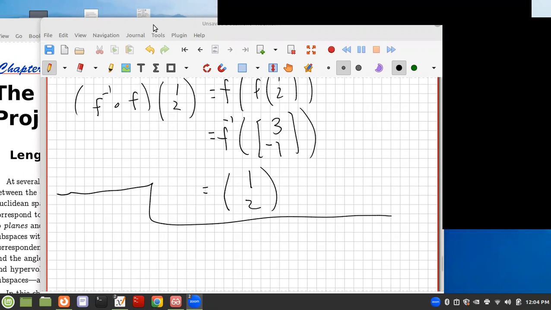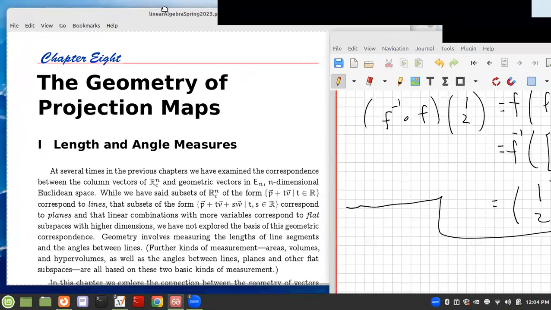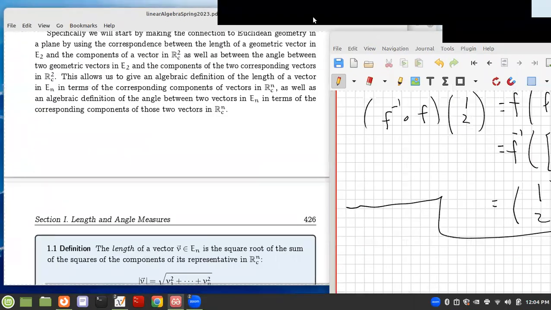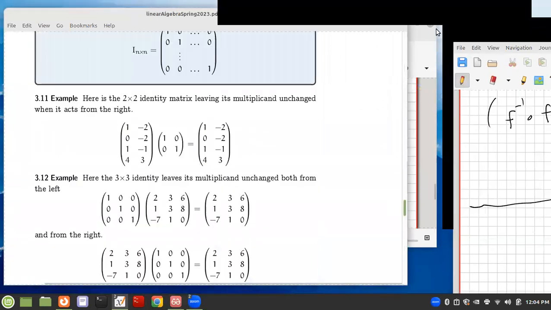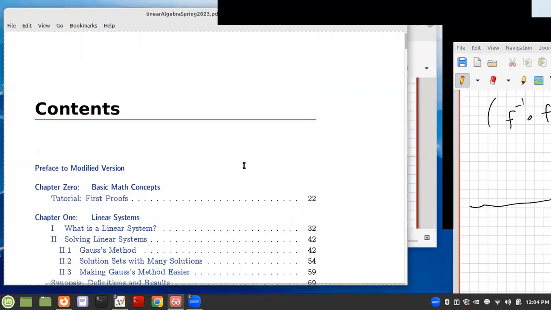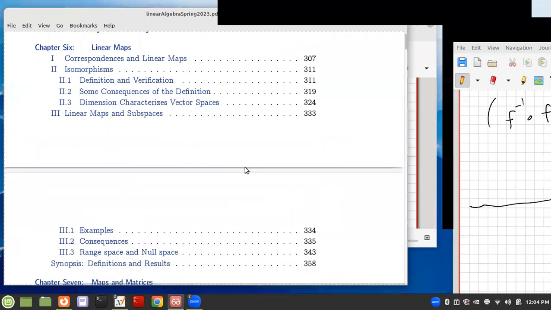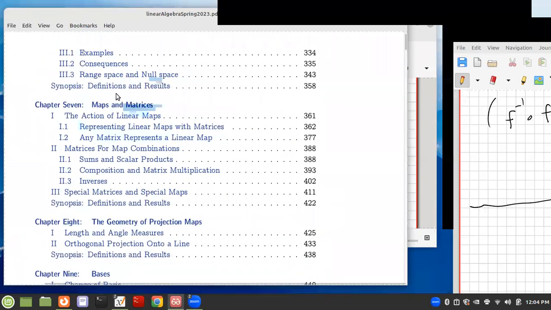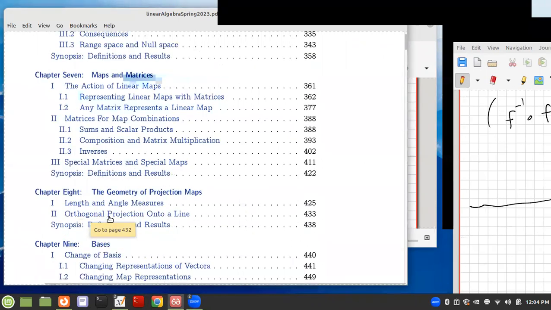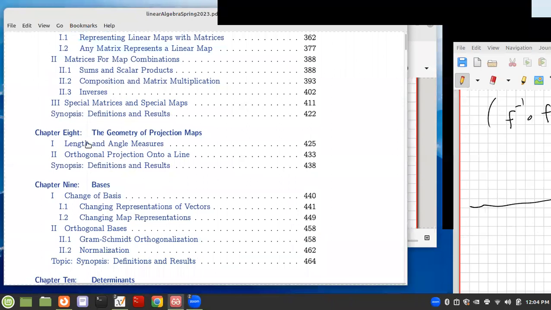Now, the next chapter has a section, not the first section, but let's look at the table of contents and see. If I look at the maps and matrices chapter, you have the action of linear maps, matrices for map combinations, which is what you've reviewed a little bit here. But then there's two chapters. There's a chapter on the geometry of projection maps, and then there's something about bases.